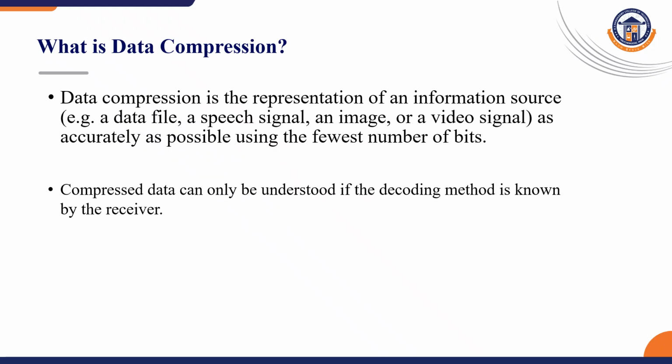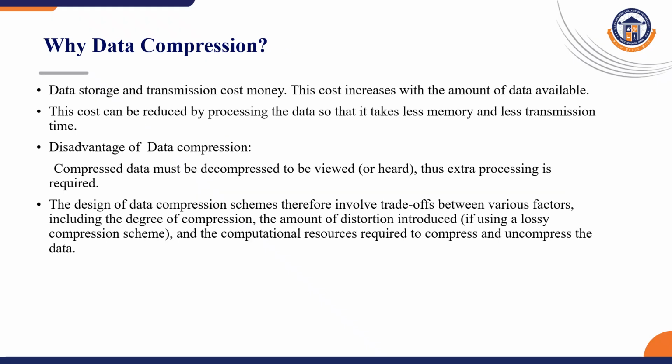So what is data compression? Compression is the representation of an information source, that is a data file, whether it is a speech signal, image signal or video signal, accurately. This is done in a possible way using the fewest number of bits. The compressed data can be understood only if the decoding method is known by the receiver. So both encoding and decoding must be perfect for a perfect compression of data, either image, video or signal.